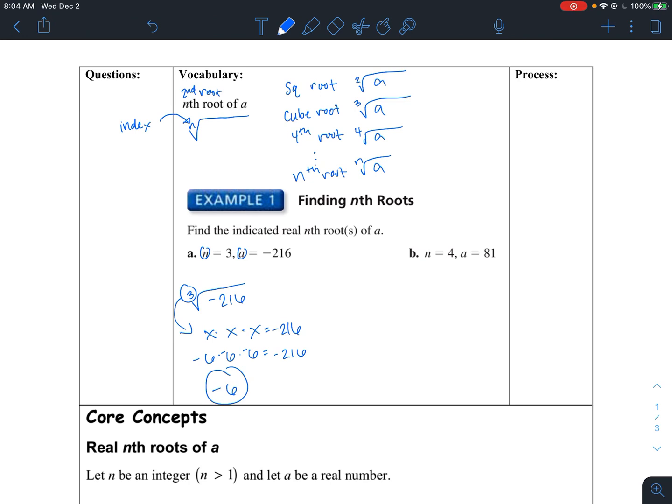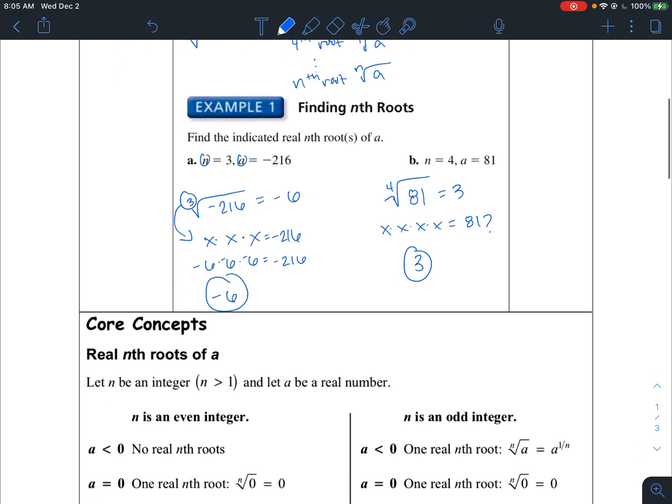Now for B, again, do the same thing. We have 81, and it's saying that n is equal to 4. So we're trying to find the fourth root of 81. What multiplied by itself 4 times is equal to 81? We could try 2 or 3, but let's try 3. 3 times 3 times 3 times 3 is equal to 81. So it's going to be 3. So that's the fourth root of 81. That's pretty much all it's asking for.